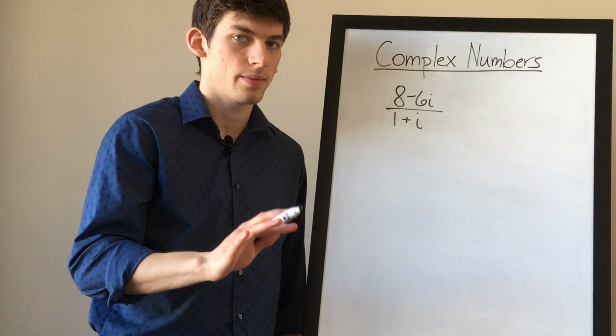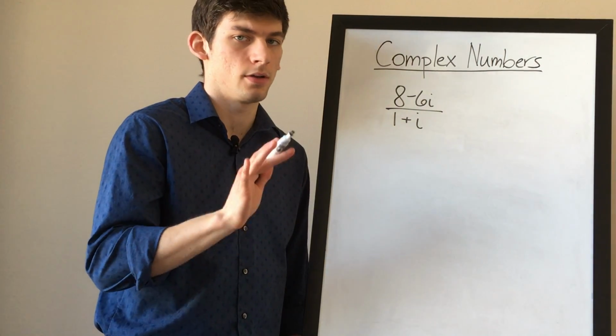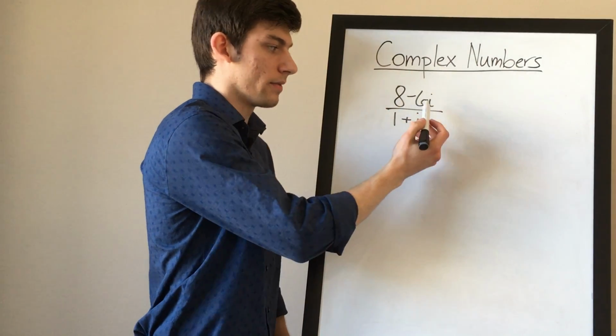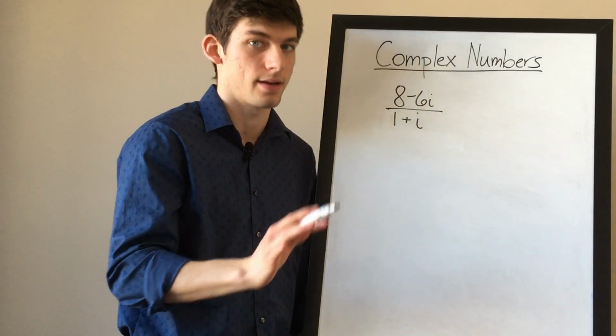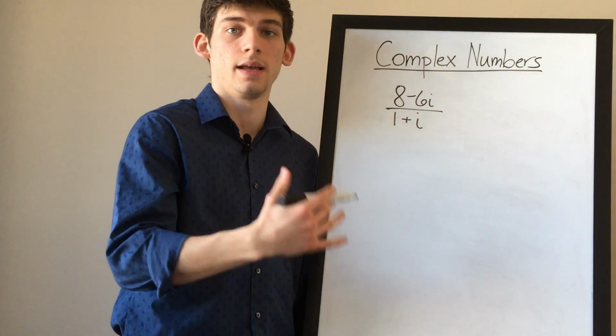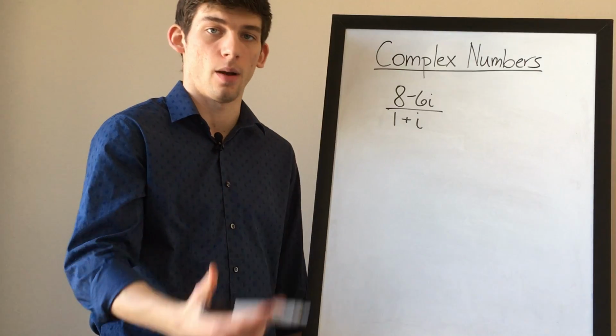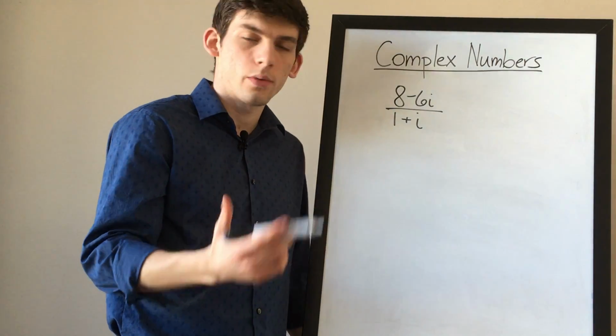Something else that might be tempting, but you can't do, and don't try to do this, is to say, oh, I can just divide 8 by 1 and then negative 6i by i. You can't do that. Again, when we're simplifying fractions, you have to divide each term by the entire denominator. So then what are we left with?